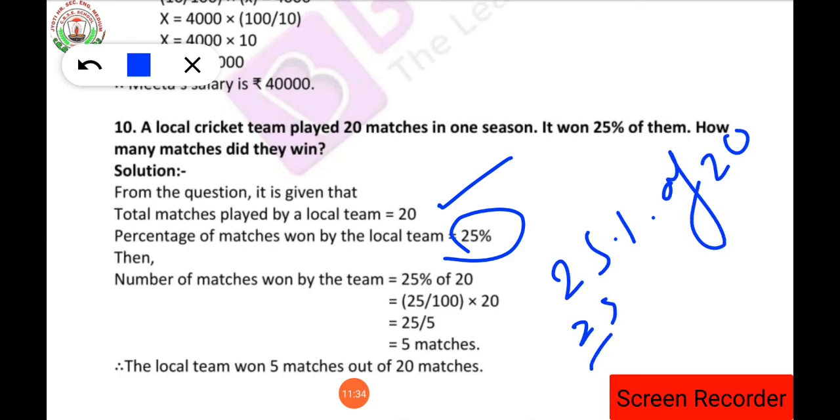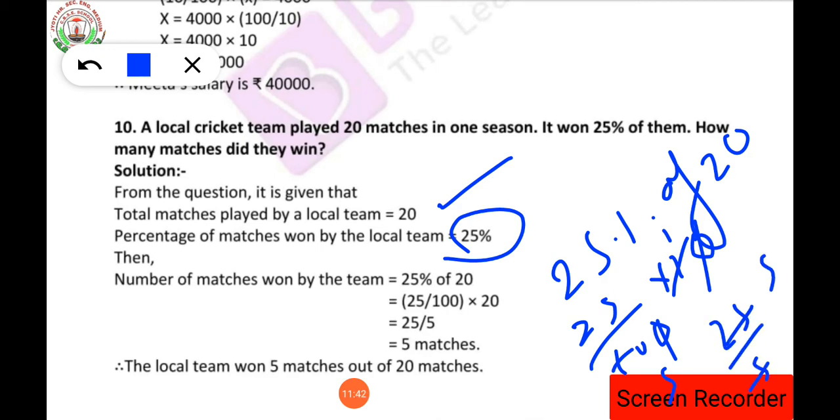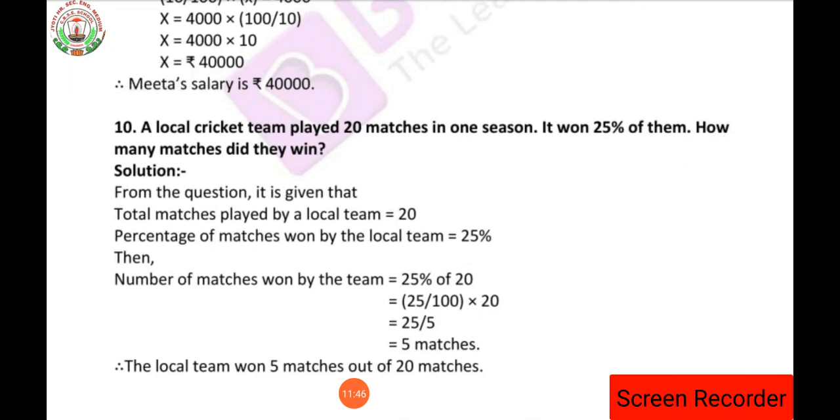So 25% of 20 we are going to find. So 25 upon 100 into 20. Okay, so 0 0 will get cancelled, 1 here 5, again 25 upon 5 will get cancelled. So what is the answer we will get? 5. So 5 matches the local team won out of 20 matches. So this is the revision of exercise 8.2.